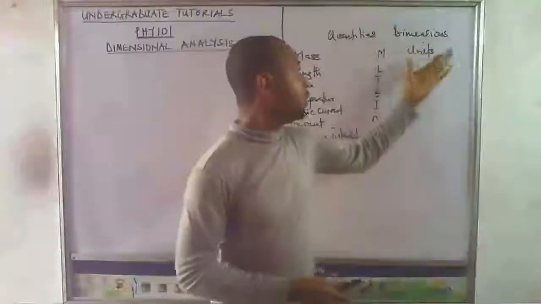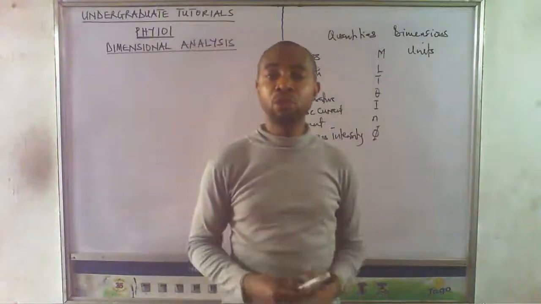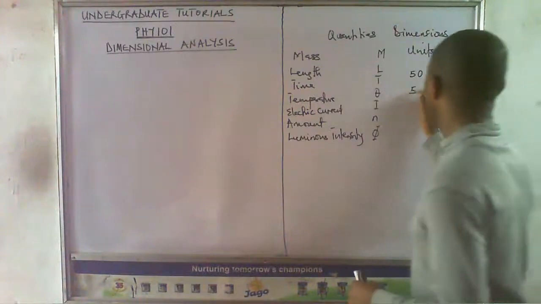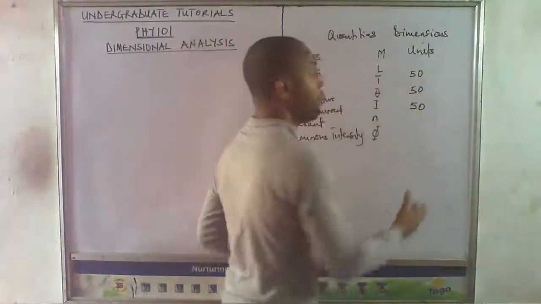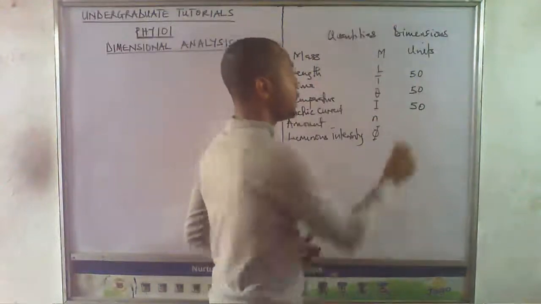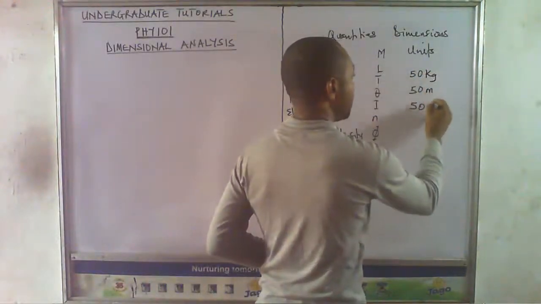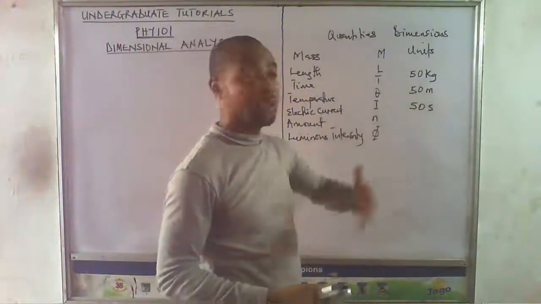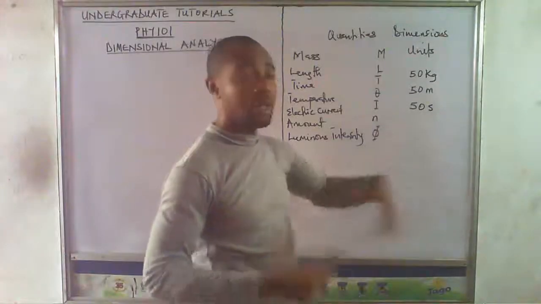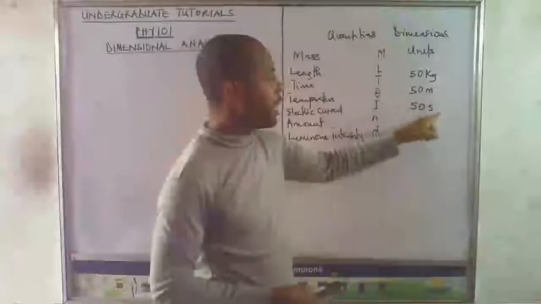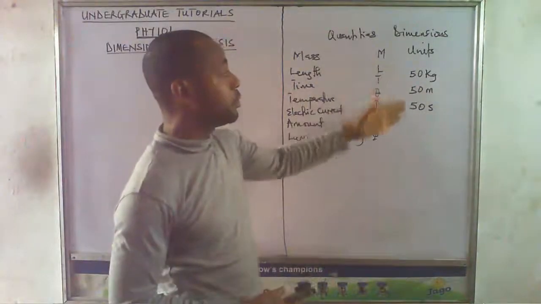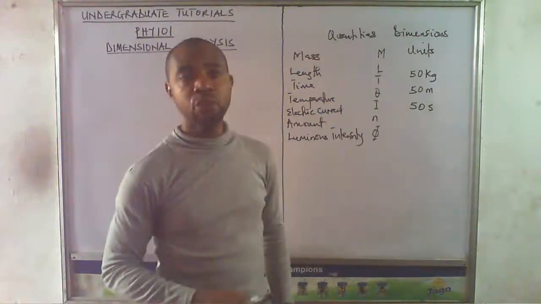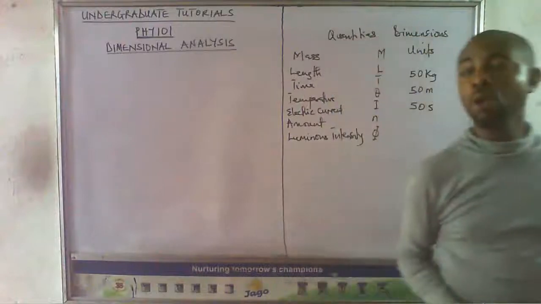Then we say that units are used to distinguish between 2 or more quantities. For example, if I write 50, and I write another 50, and I write another 50, we may not know the difference between these 50s until I start inserting units. So this is 50 kilograms, talking about mass, 50 meters, talking about distance, that's length, then 50 seconds, talking about time. So once units are placed on numerical quantities, we'll be able to distinguish the quantities and know what they represent. So we use units to distinguish between 2 or more quantities.